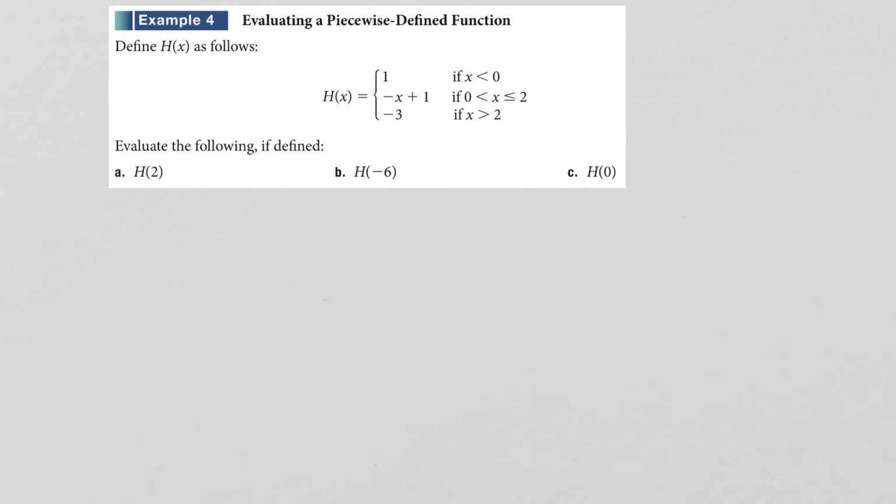So if you're asked to find, for example, in part A, h of 2, you have to know which of these you are going to use. Well, remember, this value here is an x value. So we have to say, which one do we use when x is 2? Well, we don't use the first part because that's only true if x is less than 0. We don't use the last part because that's only true if x is bigger than 2, right? And 2 is not bigger than 2. So that means we're going to use the middle one.